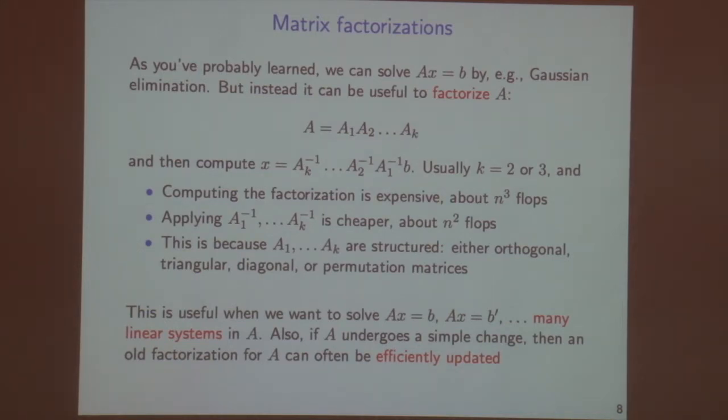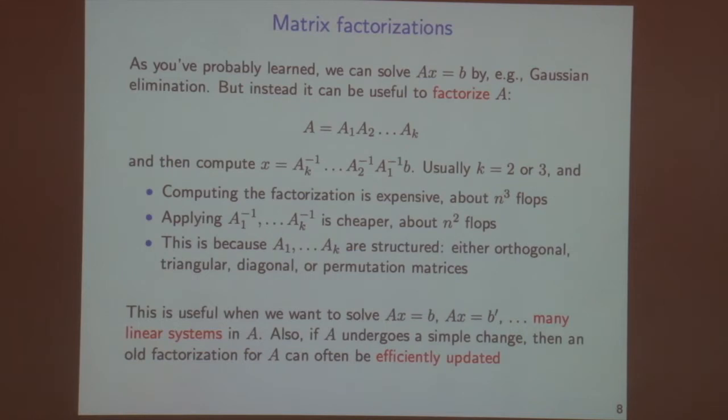The biggest reason is that by factorizing, we often can solve many linear systems in A where the right-hand side changes in a way that's much cheaper than having to perform separate linear system solves. By factorizing a matrix A, we mean that we're going to express it as a product of simpler matrices, k of them. So A we're going to express as a product of A1 through AK. Usually these A's are simpler, so they're orthogonal, triangular, diagonal, or permutation matrices. Those are the kind of ones that we want to end up with.